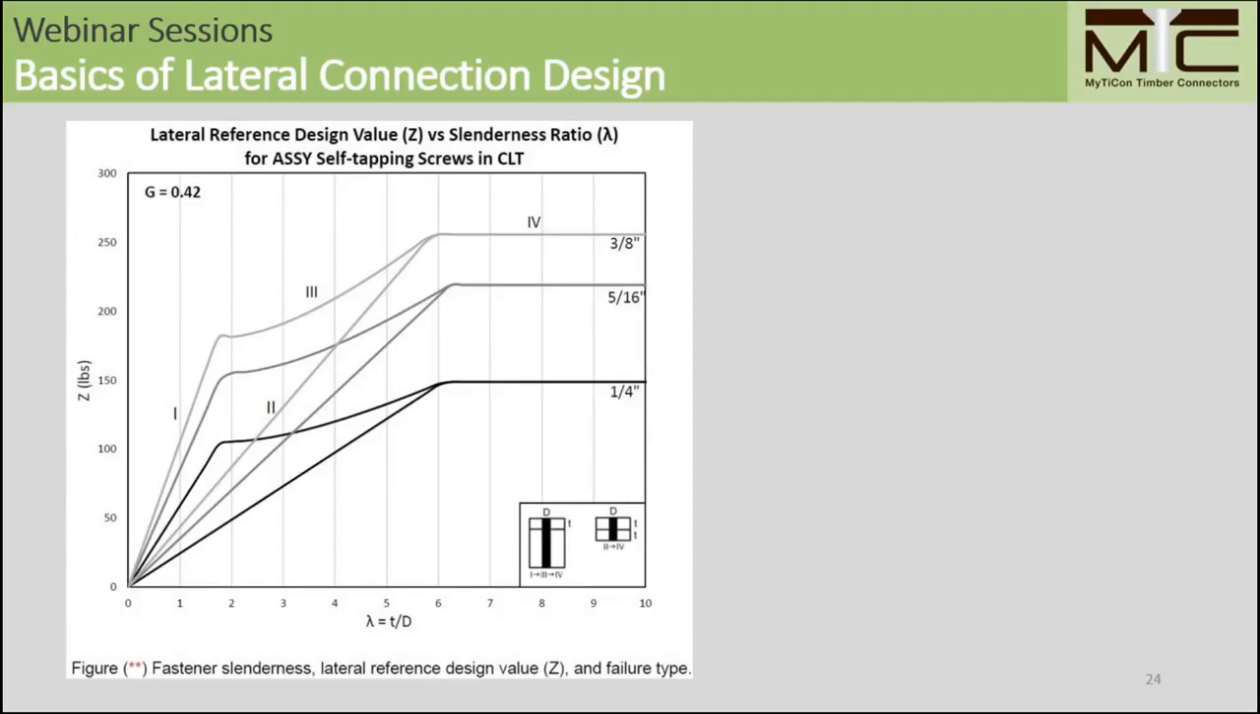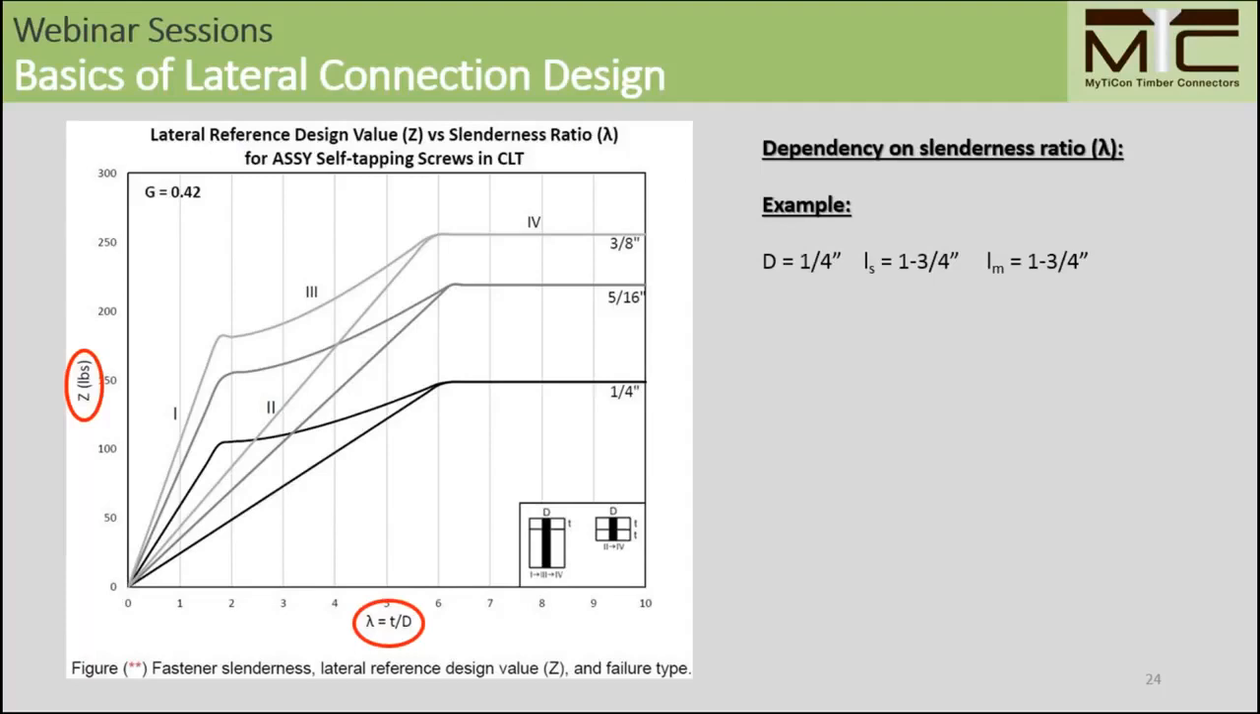Those failure modes can, on the next slide, be seen in this graph here, showing the dependency of the fastener capacity on the y-axis and the slenderness factor gamma on the x-axis. In order to explain that slenderness a little bit, I want to look at the following example. For a 1/4 inch fastener embedded 1 3/4 inches in the main and side member likewise, the slenderness gamma will be calculated to 7.